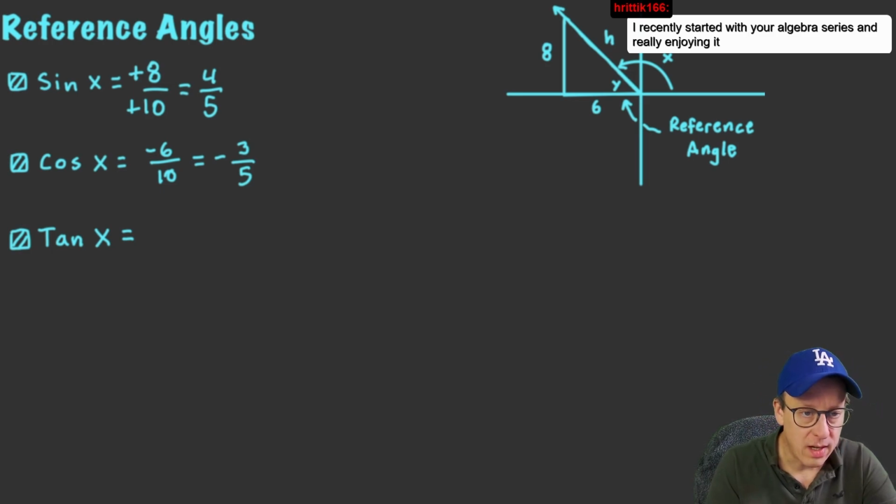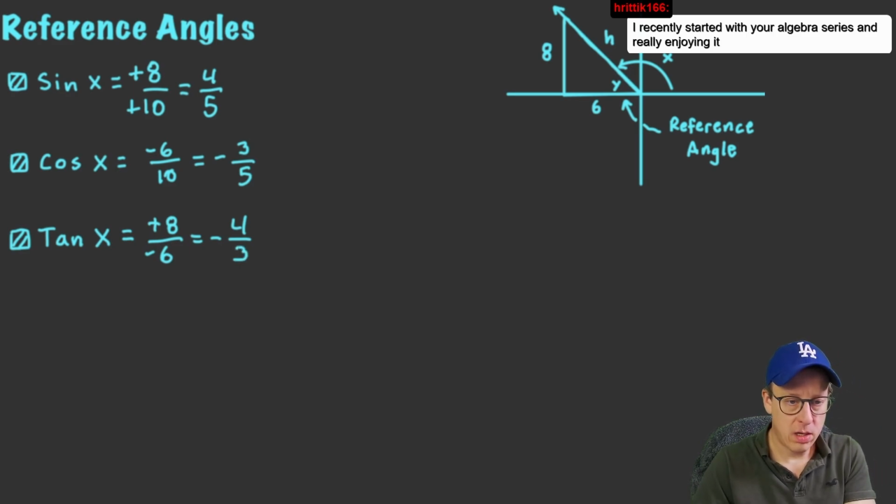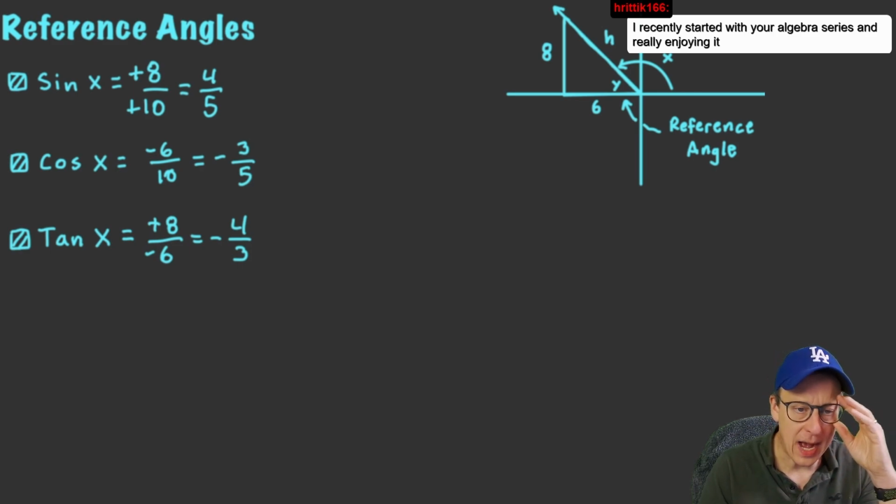So the tangent is going to end up being the opposite over the adjacent, so plus 8 over 6, or that'll be negative 6, sorry, negative 4 over 3. And if you're using radians, you just need to add or subtract pi instead of 180 to get similar results.